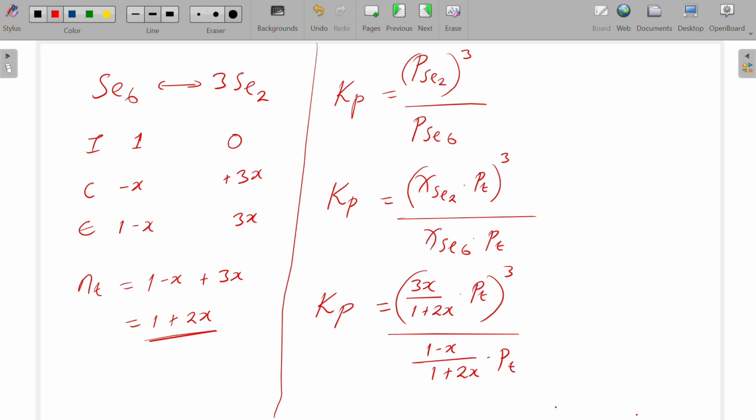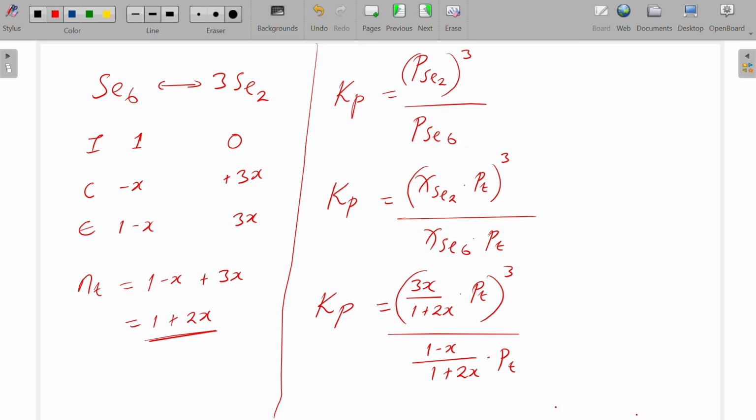All we have to do now is replace. Remember, we found the value of x already. The value of x is the dissociation value we calculated earlier on. The pressure is given in the question already. So we have all the components here. All we have to do is just replace and do the mathematics. So let's do the replacements now.